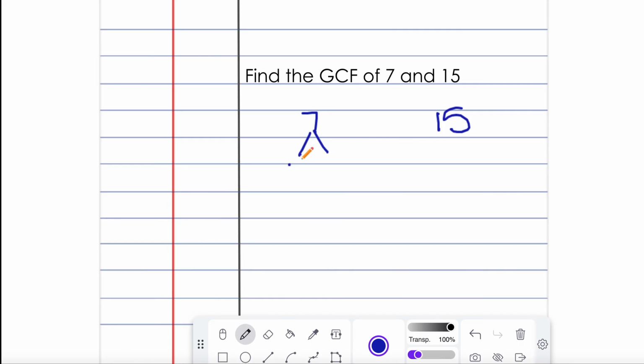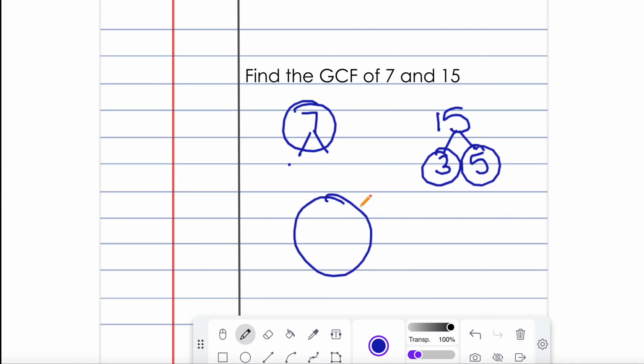7 would be 1 and 7. Oh, so that's prime. 15 is 3 and 5. When I go make my Venn diagram, because I list them out, I have a 7 and I have a 3 and a 5. Is there anything they have the same? No. So the greatest factor these two numbers have the same is 1. Because 1 is a factor all numbers have the same.